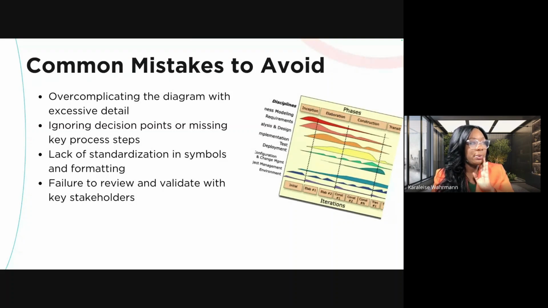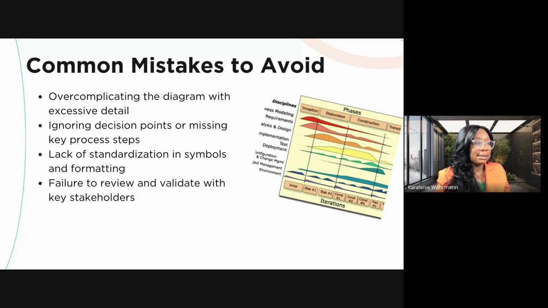Ignoring decision points or missing key process steps is another big mistake. Even if you have a decision, there's a yes and a no. If it works, what do you do? If it doesn't work, what do you do? A lot of times people are so focused on the happy path, they forget about all the options that could cause an unhappy path, and that doesn't get mapped out, which is a failure, right? So you need to make sure you map out both the happy path and the unhappy path.